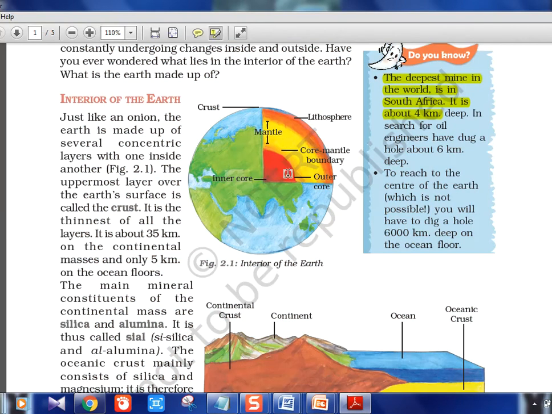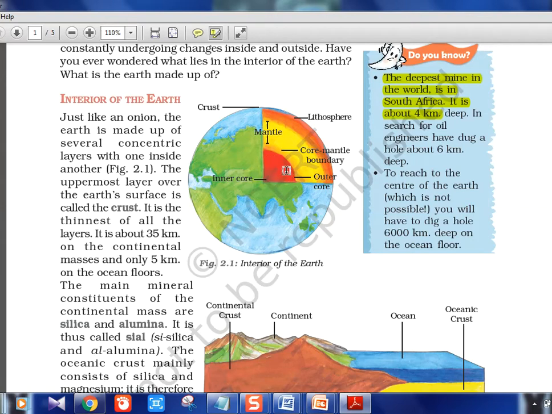So this is the classification, or the layers, you can say. Crust is the thinnest, outermost layer. Mantle is this yellow color thing which you see, which is a little deeper, maybe 2,000 or 3,000 kilometers. Then we have the core, which is again the thickest one, maybe 3,000 to 5,000 kilometers it will be.